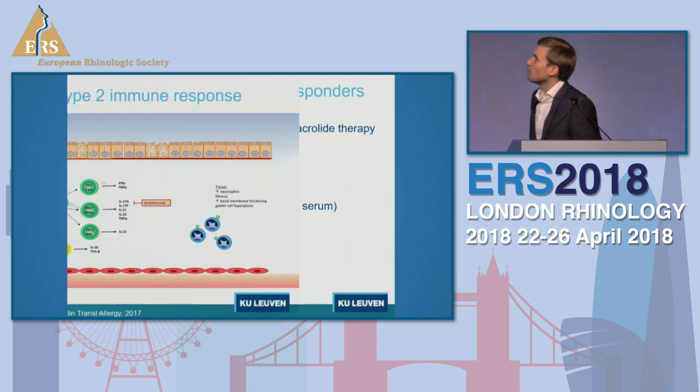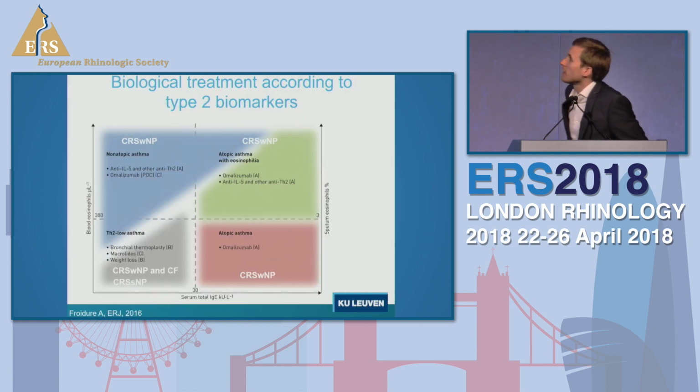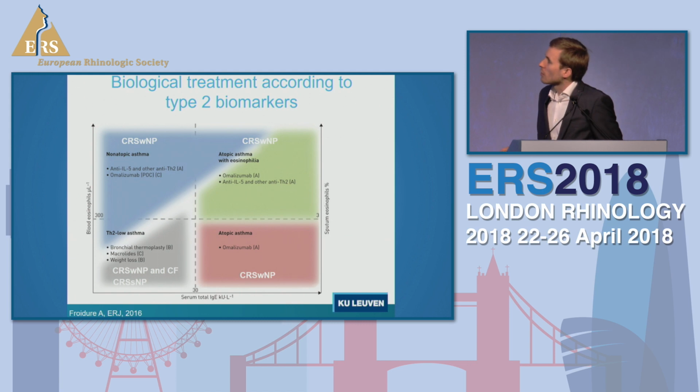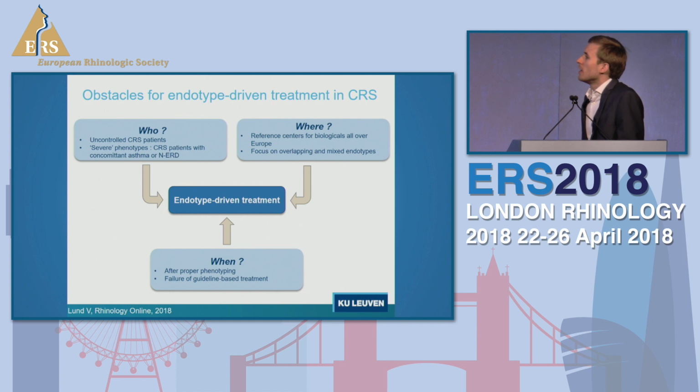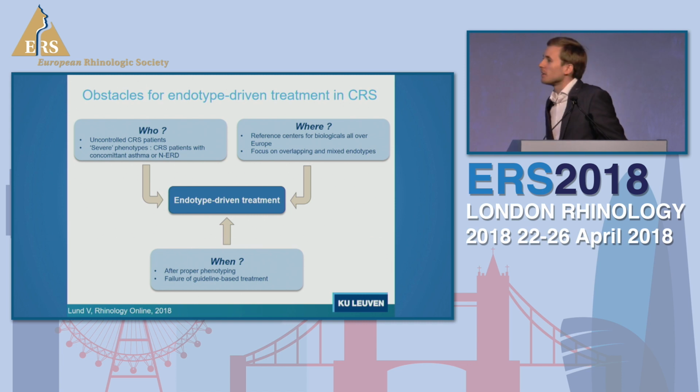So then I will move to my last slides, where I think this is a nice summary of a combination of the different endotypes, combining it with potentially easy to measure or easy to detect biomarkers, the blood eosinophils, the serum IgE, and tissue eosinophils, in order to identify whether or not a patient is non-atopic, atopic with eosinophils, or atopic or Th2 low.